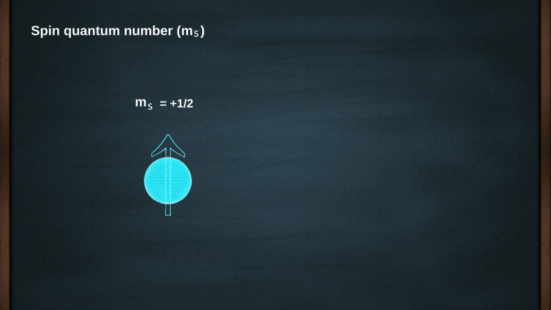The Pauli exclusion principle states that no two electrons in an atom can have the same set of quantum numbers, including their spin quantum numbers. As a result, each orbital in an atom can accommodate a maximum of 2 electrons with opposite spin states.